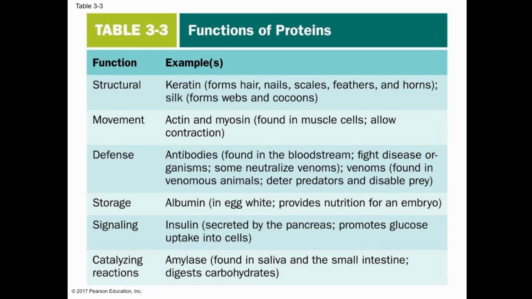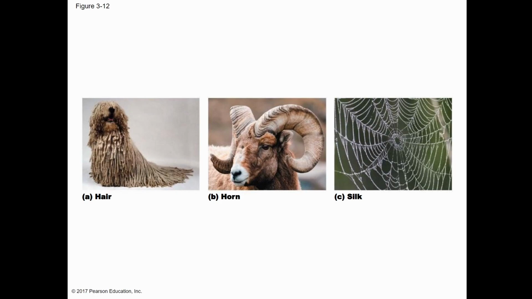Amylase is an example of an enzyme that actually starts to break down carbohydrates. This actually begins in your oral cavity. So here are just some examples of proteins and how varied they can be or exist in nature. Hair, horns, and silk are variations of keratin and collagen proteins.